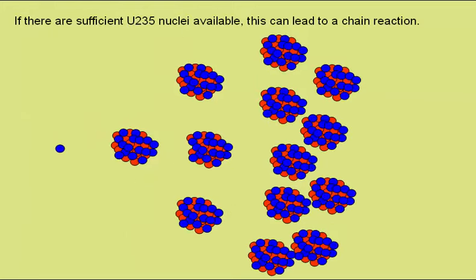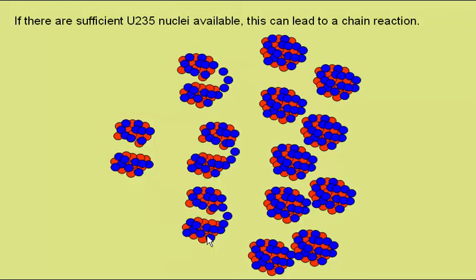If there are sufficient uranium-235 nuclei available, this splitting can lead to a chain reaction. Here the neutron is absorbed by a uranium-235. When this splits, it releases 3 further neutrons. These could lead to further fissions, releasing more neutrons, leading to further fissions, and so on.